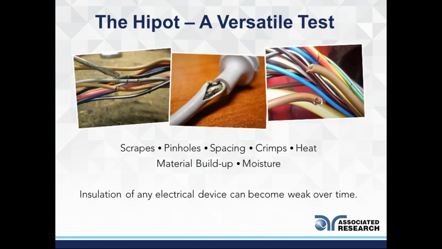Here are some examples of the kind of things the Hipot test can detect: scrapes, pinholes, spacing, crimps, heat material buildup, moisture, and like I said earlier, the insulation of any electrical device can break down or become weak over time. So it is very important to ensure that the quality of the insulation of our product is in good shape.